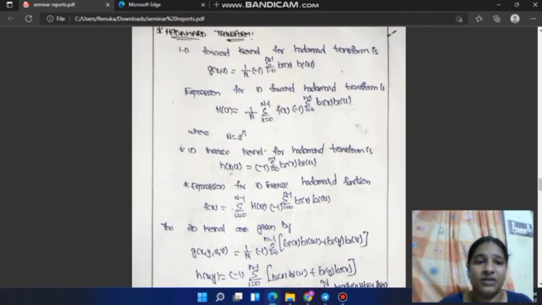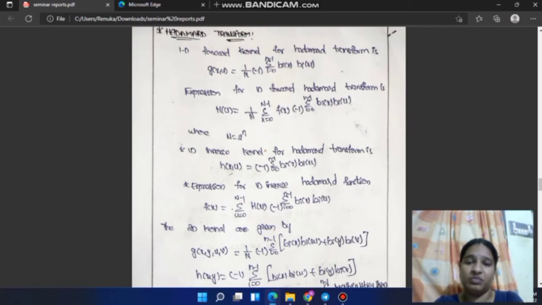Coming to the Hadamard transform, the equations involving the Hadamard transform are: the 1D forward kernel of the Hadamard transform is g(x,u) = 1/N (-1) to the power sigma i=0 to n-1 bi(x) bi(u). The expression for the 1D forward Hadamard transform is H(u) = 1/N sigma x=0 to N-1 f(x) (-1) to the power sigma i=0 to n-1 bi(x) bi(u), where capital N is equal to 2 power small n.